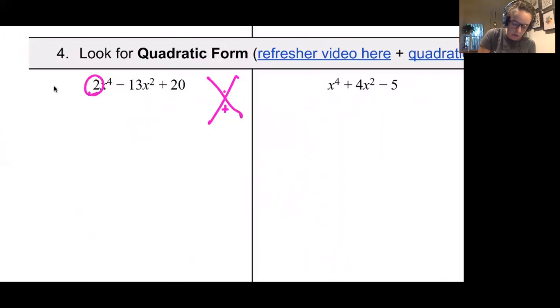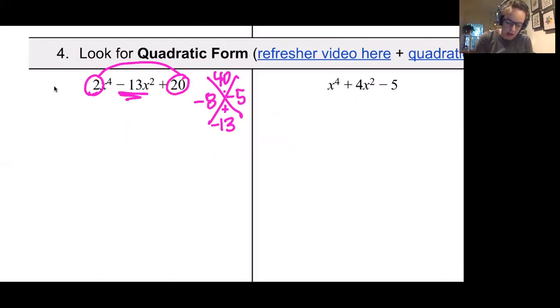I'm going to do 2 times 20. That's going to be 40. And then negative 13. So I need 2 numbers that multiply to get 40 and add to get negative 13. I know they're both going to be negative since they multiply to get a positive number. And then I'm thinking of 13. I know 13 is like 6 and 7, but that would make 42. I know it's 8 and 5. That makes 13. 8 times 5 is 40. So negative 8 and negative 5.